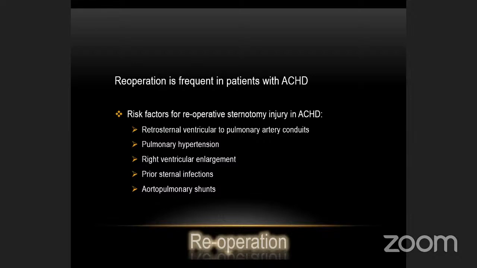Risk factors for reoperation sternotomy injury in adult congenital heart disease patients differ from those in patients with acquired heart disease. Usually the risk factors include retrosternal right ventricular to pulmonary artery conduits, particularly if they are calcified or multiply stented, pulmonary hypertension, right ventricular enlargement, prior sternal infections, or aortopulmonary shunts.